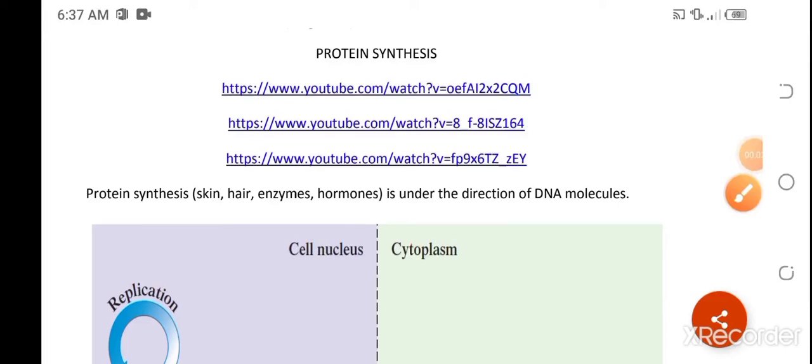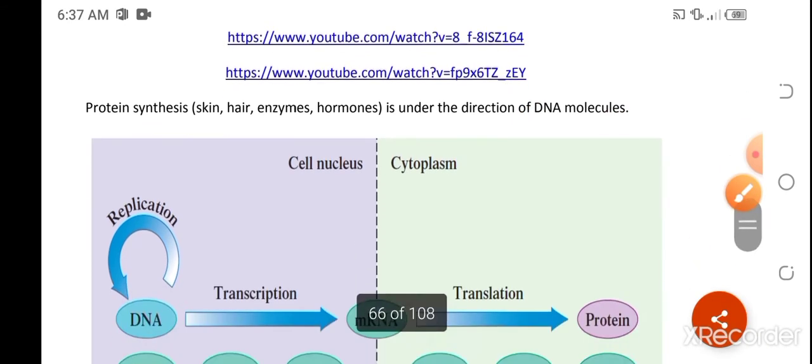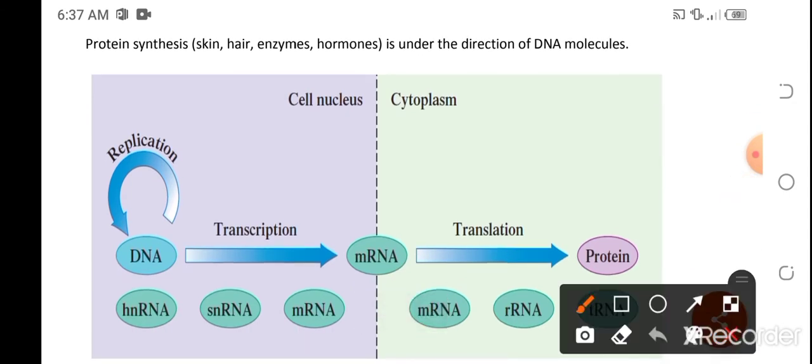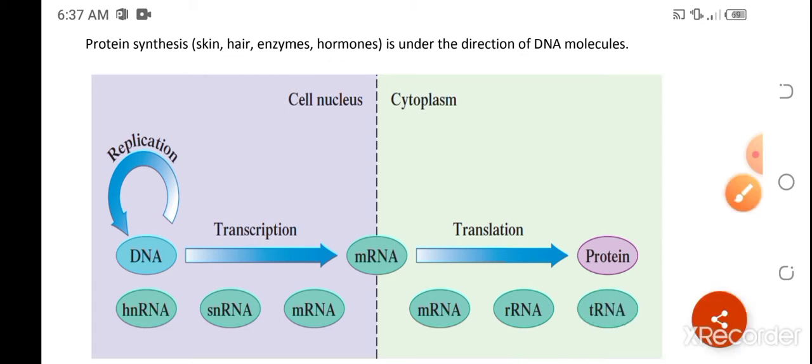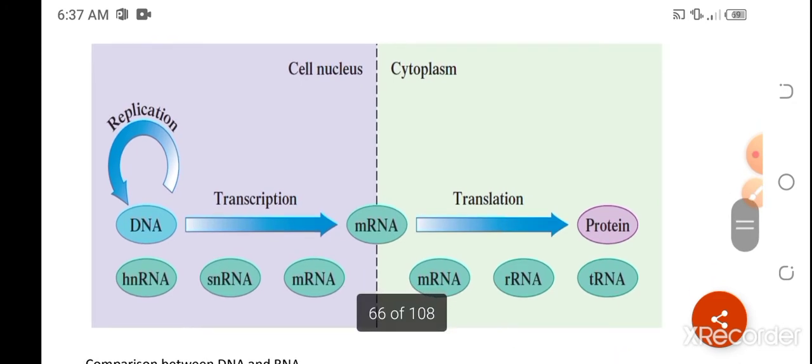Okay, protein synthesis. This is the process wherein the body can make proteins under the direction of DNA molecules. So, for this process, the body is making proteins such as your skin, your hair, the enzymes in your body, some hormones and other proteins. Okay, so the summary or overview of this process is this structure.